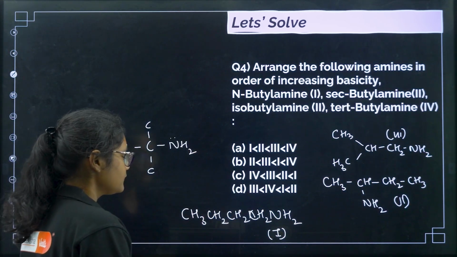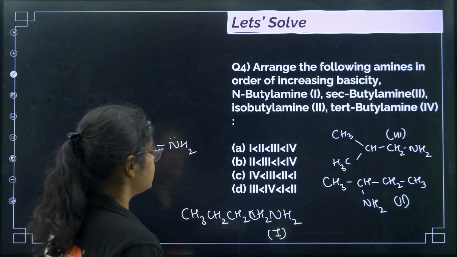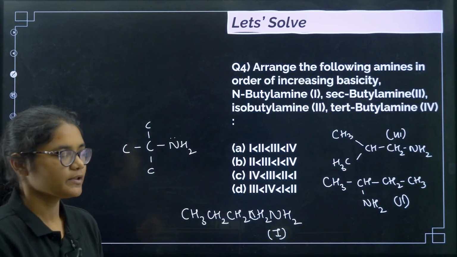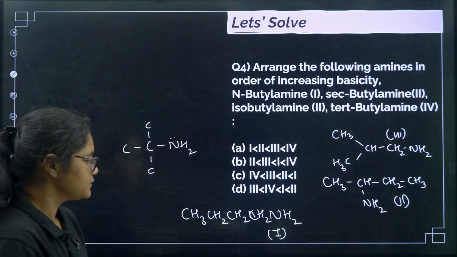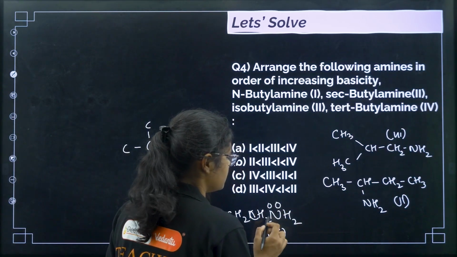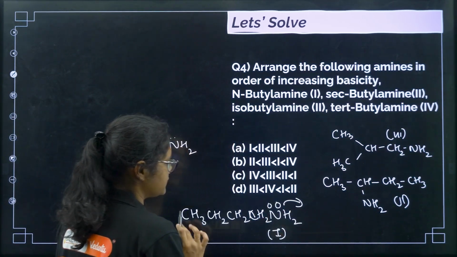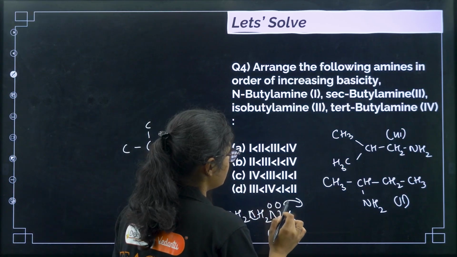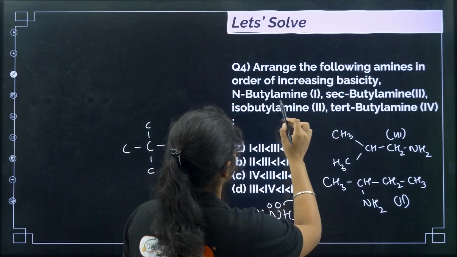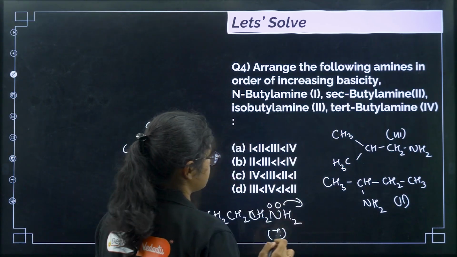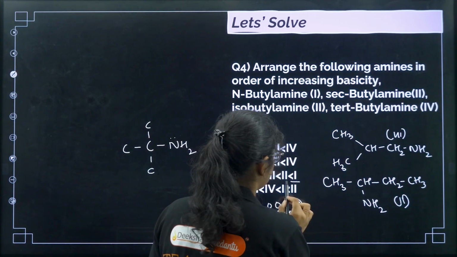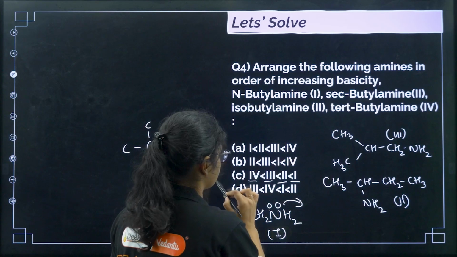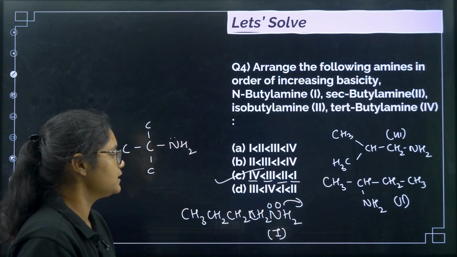Now if you see, these are all primary amines, right? So donation will be easier if there is less steric hindrance. So what happens here, there are primary amines, this will donate better because there is no steric hindrance. So you have to arrange it in the increasing order of basicity, right? So one has to be highest. After one it has to be 2, then you have 3, and then you have 4. So the correct answer is option number C.